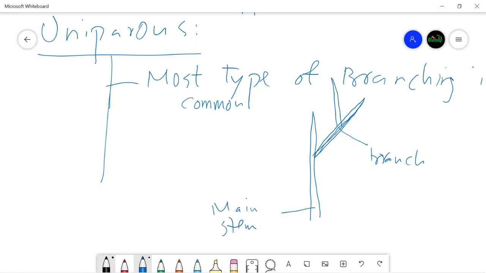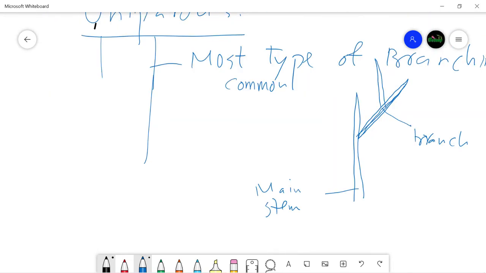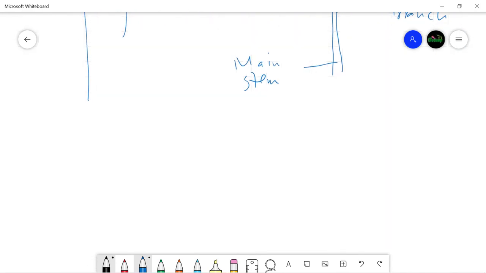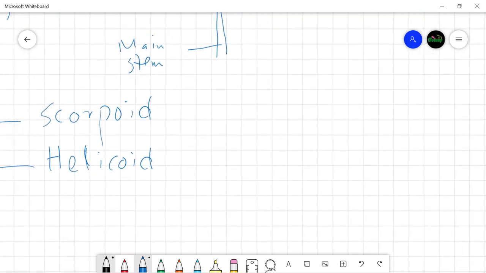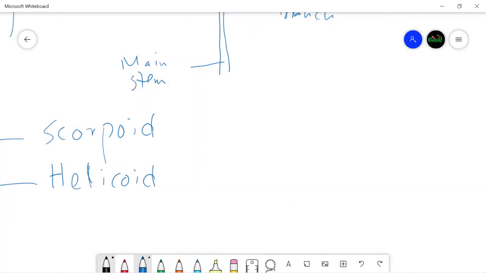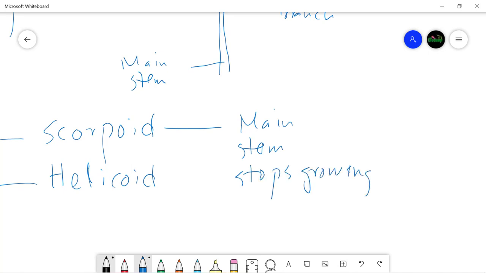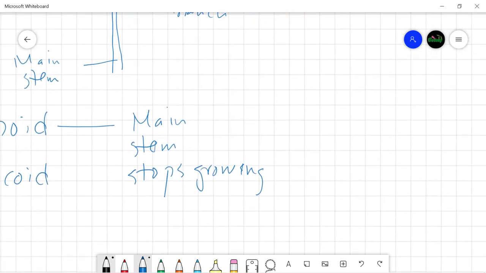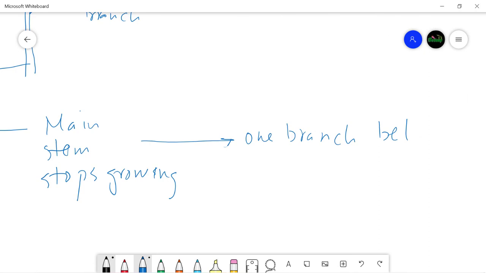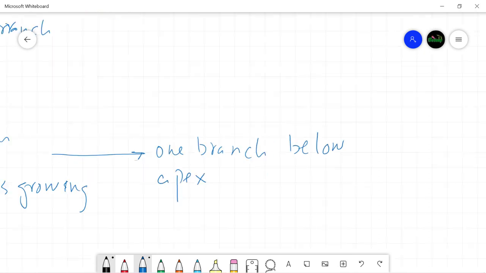So since there are two options, according to these two options, the Uniparous mode of branching has two kinds, and these are Scorpioid and Helicoid. So what is Scorpioid and what is Helicoid? In case of Scorpioid, again we repeat that pattern, that the main stem stops growing and then it gives off one branch below the apex. So this is the main stem, it has stopped growing.